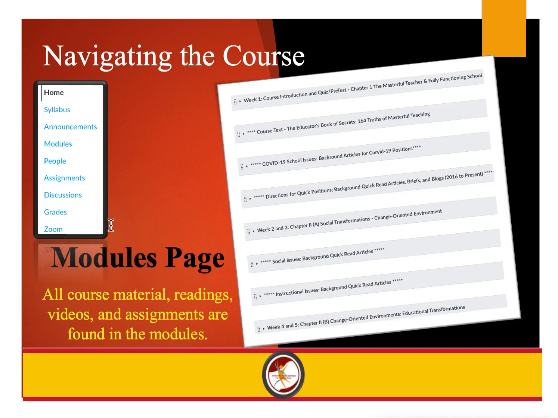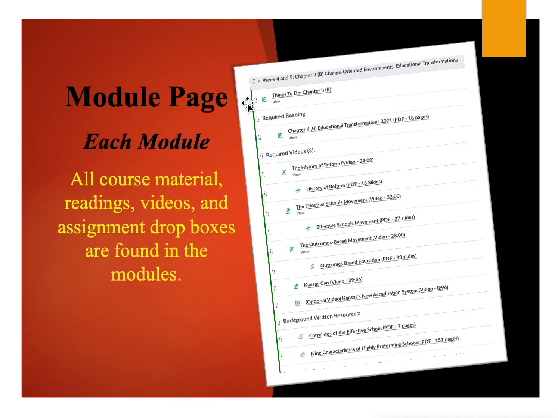In navigating the course, the modules page is the fourth one, and when you click on it, you'll see something that looks like this. If you click on each one of those, then you're going to find all the activities, the videos, and the articles for that module. The module page contains everything you need to do in the course, all the different course materials and videos, and the Dropbox. When you click on that, it'll look something like this.